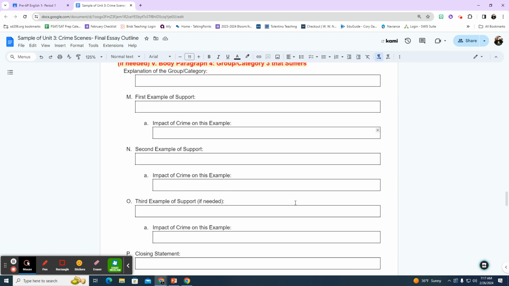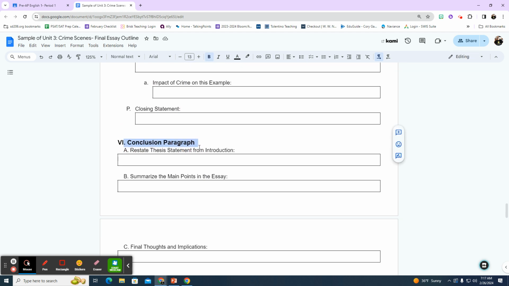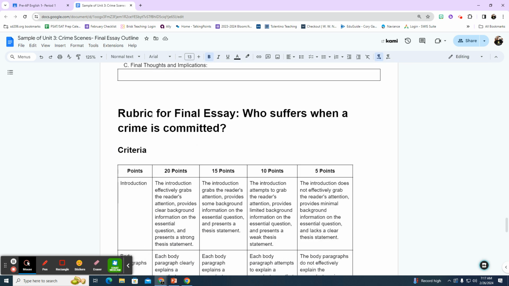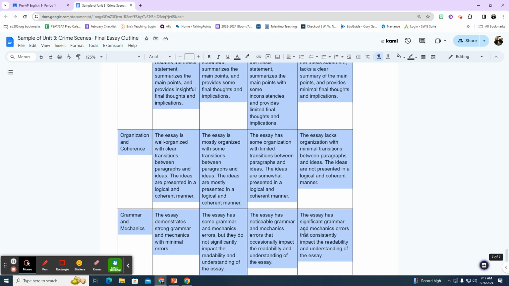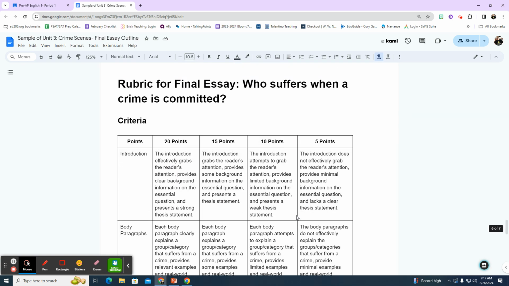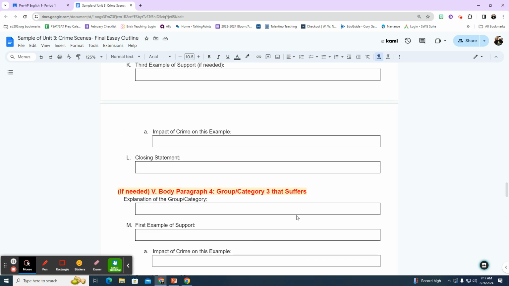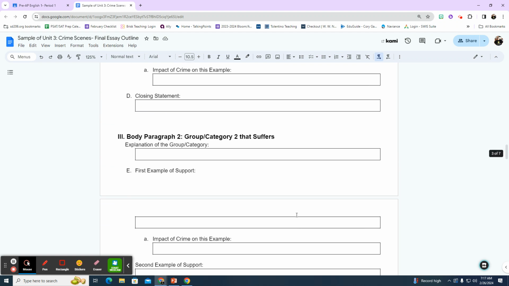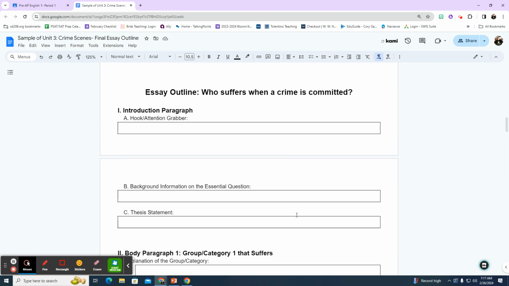All right. And then, of course, you also have a conclusion paragraph, which we'll talk about at a later date. Also, at the bottom here, I have a rubric for how this essay will be graded. You might want to look over that at some point. I probably will go over that with you at some point as well. All right, but today we're just going to focus just on the introduction.